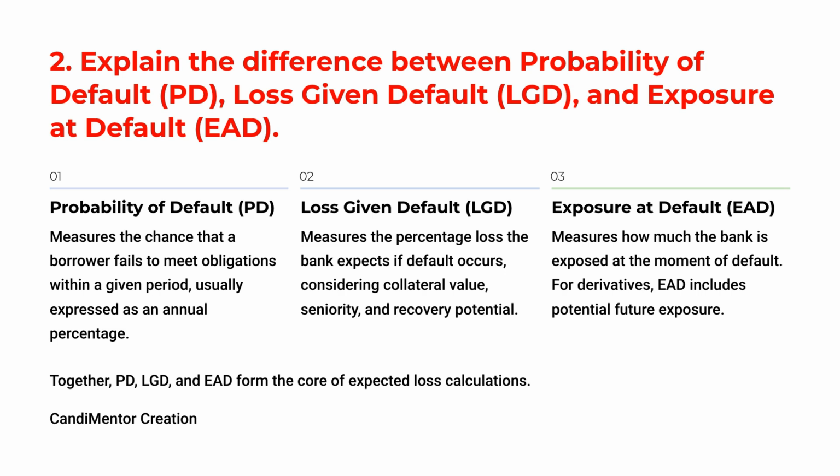Exposure at default, EAD, measures how much the bank is exposed at the moment of default. For derivatives, EAD includes potential future exposure. Together, PD, LGD, and EAD form the core of expected loss calculations.